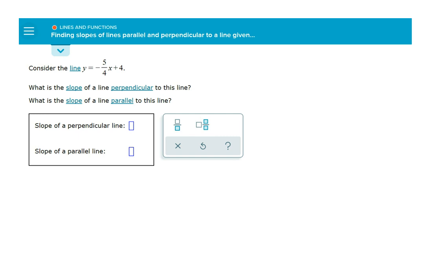Okay, finding slopes of lines parallel and perpendicular to a given line in the slope-intercept form. And when they say slope-intercept, that is y equals mx plus b. And the m, that is your slope. That is how slanted your line is. So when I'm looking at this line, my slope is -5/4.